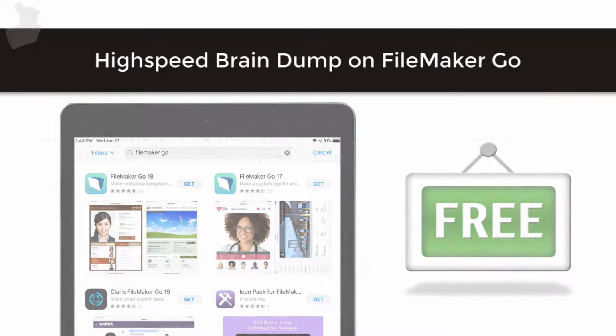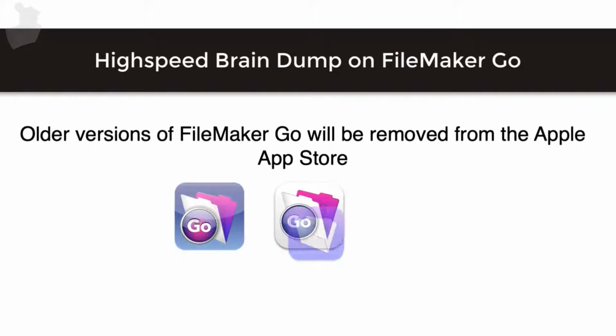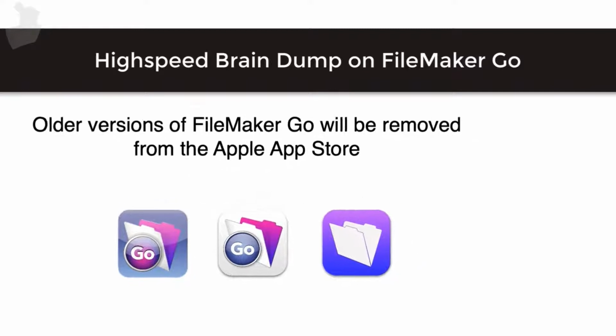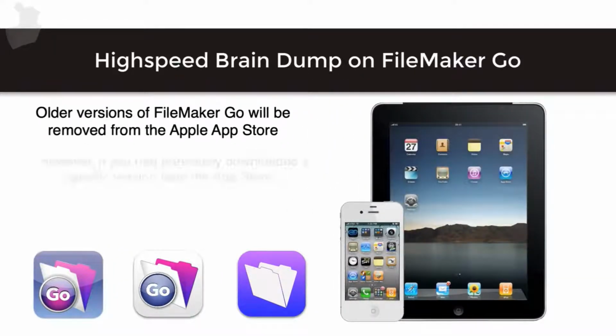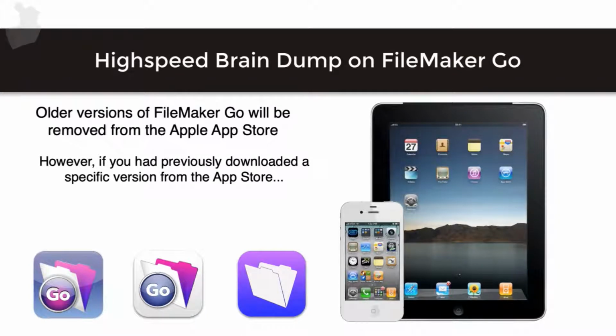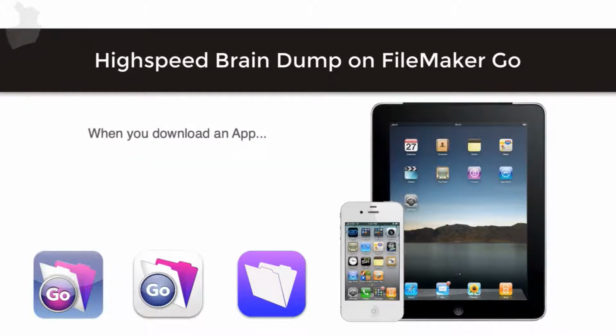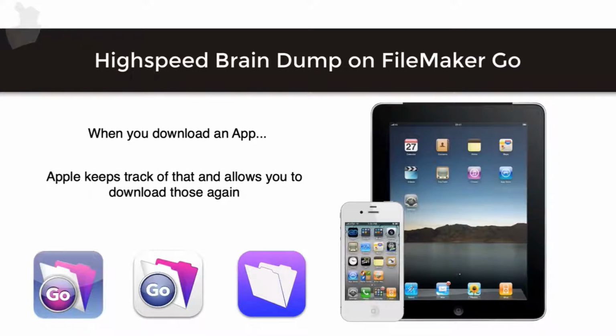Also keep in mind that older versions of FileMaker Go will be removed from the Apple App Store. So say, for example, I wanted to go back and find a copy of FileMaker Go 12 for a particularly old iPad. Well, if I had already installed FileMaker Go through my App Store account, then FileMaker Go is still on the App Store and I could still download it to my compatible device, even if I had previously deleted it by accident. So just keep in mind that once you download an app, Apple keeps track of that and they try to preserve your ability to go back and re-download that app, even if it's been discontinued by Claris.